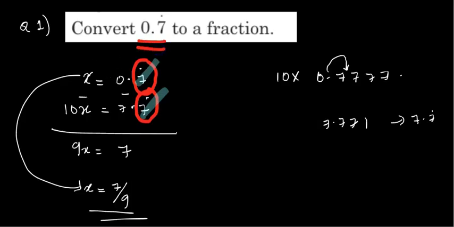I hope it's clear. So let's do a second question. Here you can see two parts are repeating, right? So we have to make sure that we always have the same repeating part in all the steps. Well, let's first write down x is equal to 0.23 with 2 and 3 repeating again and again.